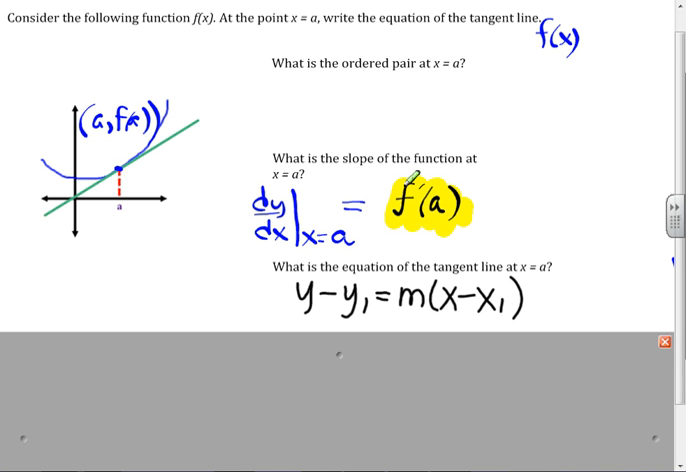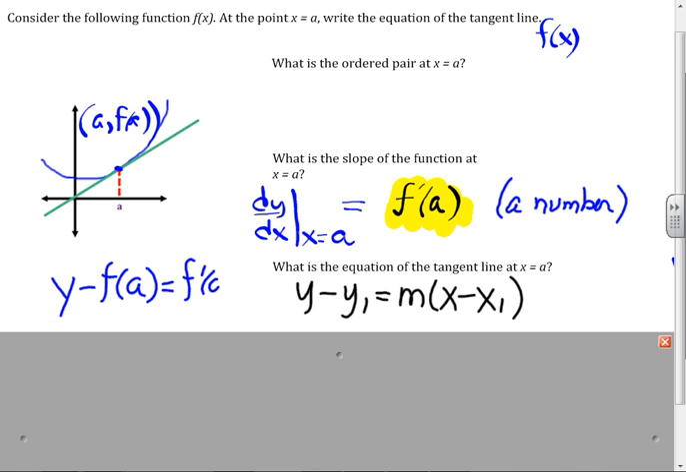So it's y minus what? What's the y value? f of a equals... The slope's right above here. It's highlighted. This is just a number, right? Slope is only a number, but it's the derivative evaluated at a. So this should be y minus f of a equals f prime of a times x minus a.